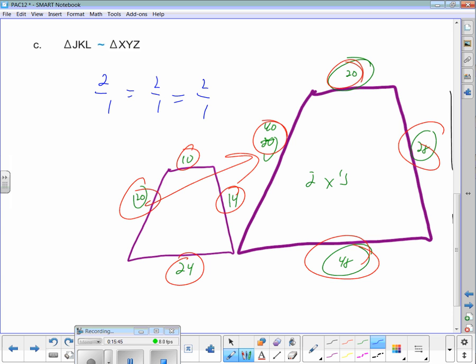If I put the big one on the top and the little one on the bottom, or halves. If I put the little one on the top and the big one on the bottom. Either way, you get a true proportion. Doubles or halves.